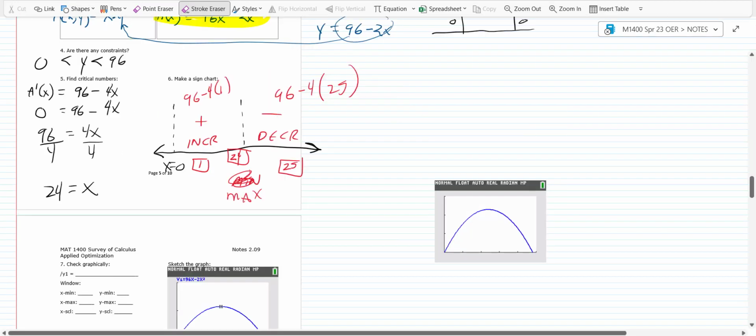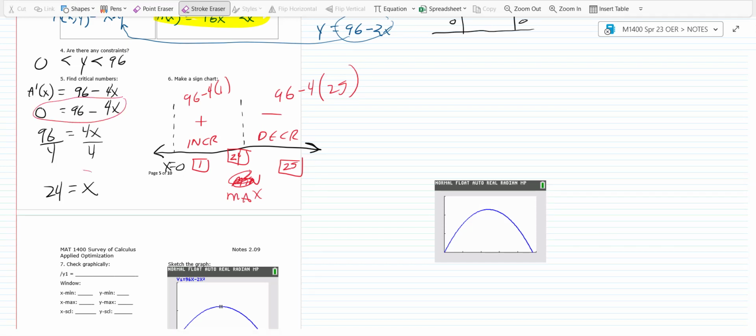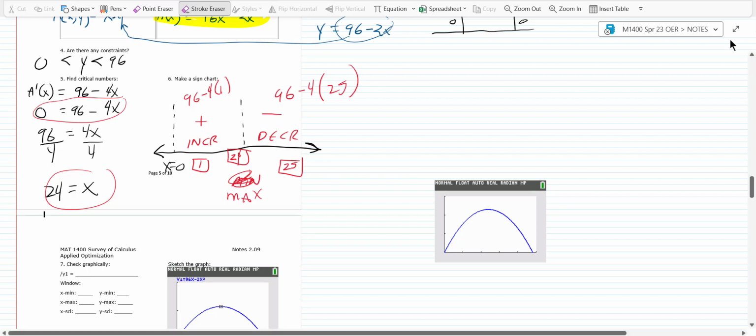All right, what you should have got, of course, was your derivative, 96 minus 4x. You set that equal to 0. You get 24. When you make your sign chart, you should have got increasing and decreasing, so you know that's a max. Okay, using a test point like I used 1 and 25 to plug into the first derivative.